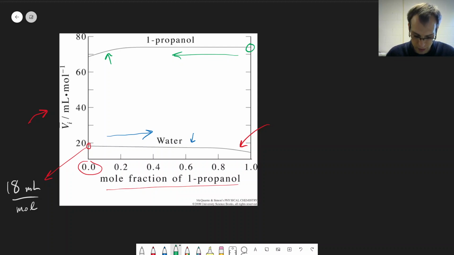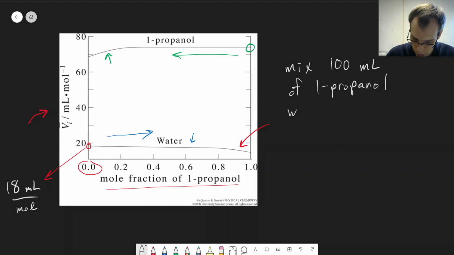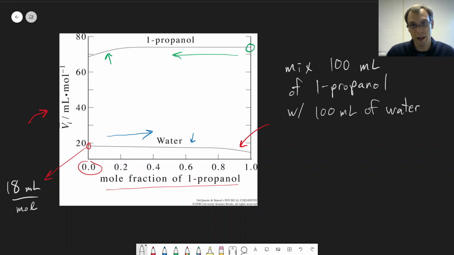So what we can do with this, and we will do this when we have class in person, is you can actually calculate if you mix together 1-propanol and water, there'll be some interactions between those. And you don't just get the volume of 1-propanol plus the volume of water to get the total volume. Contrary to what you might think, right? That seems obvious, right? For example, if you mix 100 milliliters of 1-propanol with 100 milliliters of water, you might naively think, well, you have 100 milliliters plus 100 milliliters, you should get 200 milliliters. And that would make sense.